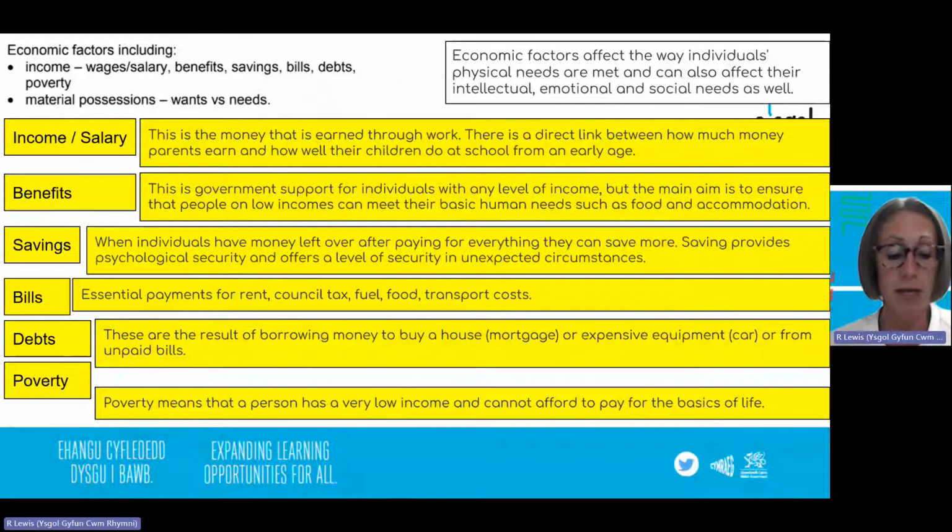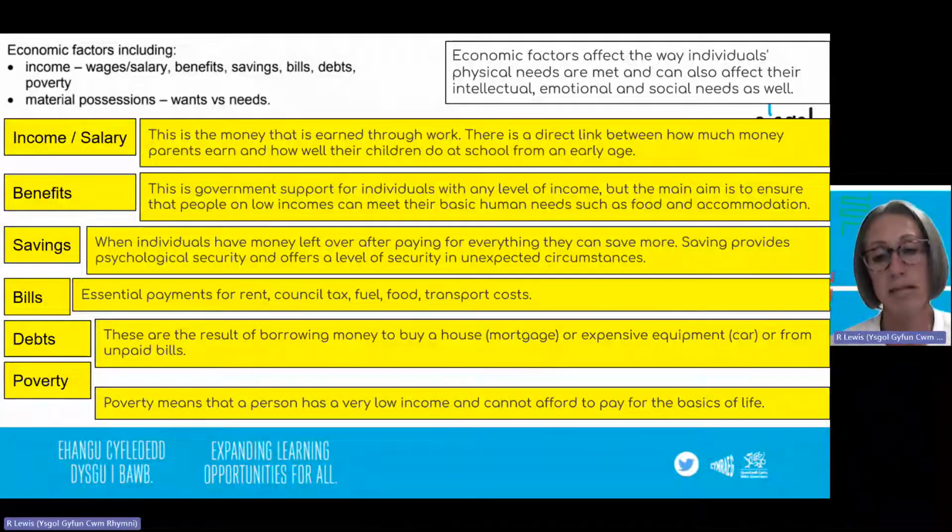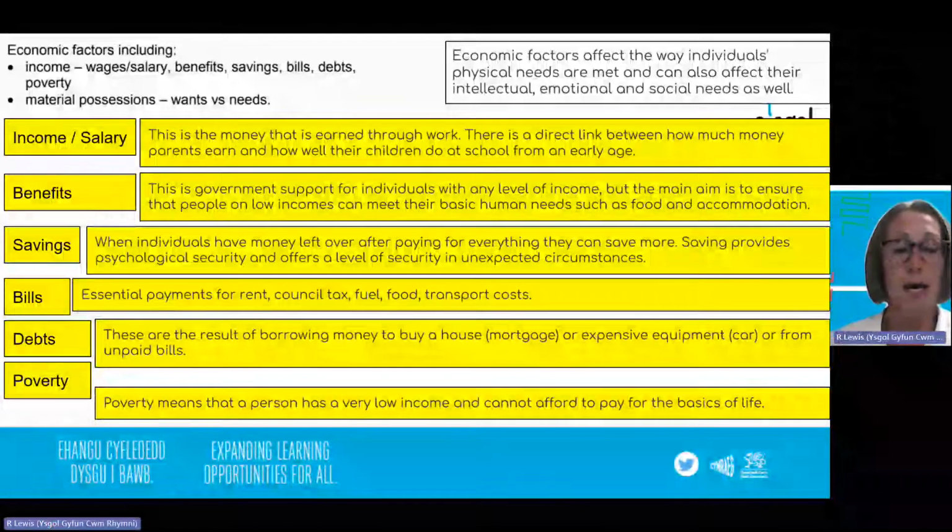Bills, okay, you've probably heard enough about bills, and how much money is spent on bills, especially with the energy crisis and bills constantly going up. So this is essential payments, perhaps for rent, for electricity, for heating, for your phone line, your broadband, petrol, insurance, transport, etc. Okay.